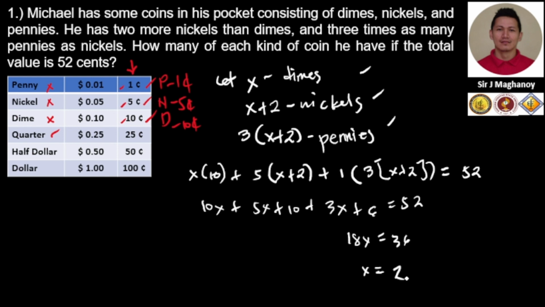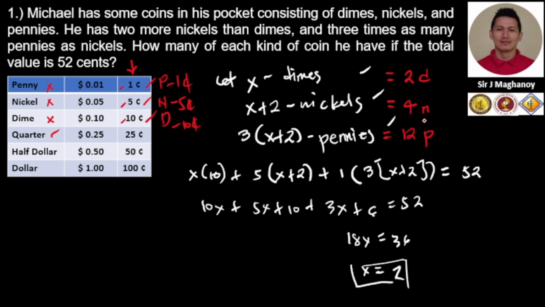So x is 2. Therefore, how many of each kind from our variables determined from the statement? The number of dimes is 2. The number of nickels is 2 plus 2, that is 4. And the number of pennies is 4 times 3, that is 12. So there are 2 dimes, 4 nickels, and 12 pennies.